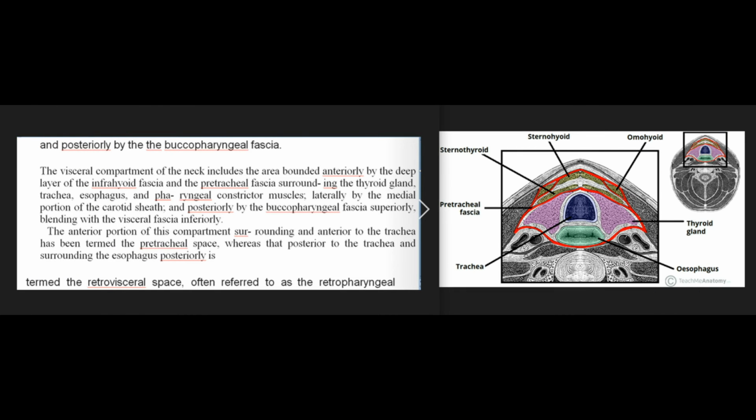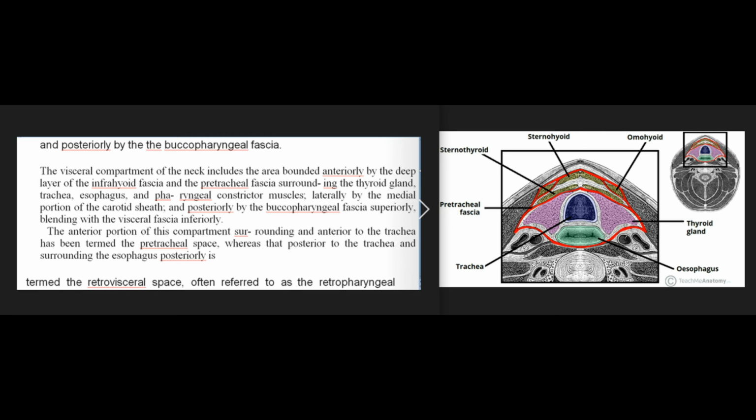The visceral compartment of the neck includes the area bounded anteriorly by the deep layer of the infrahyoid fascia and the pretracheal fascia surrounding the thyroid gland, trachea, esophagus, and pharyngeal constrictor muscles, laterally by the medial portion of the carotid sheath, and posteriorly by the buccopharyngeal fascia superiorly, blending with the visceral fascia inferiorly.